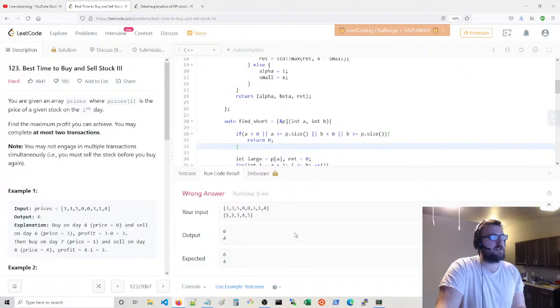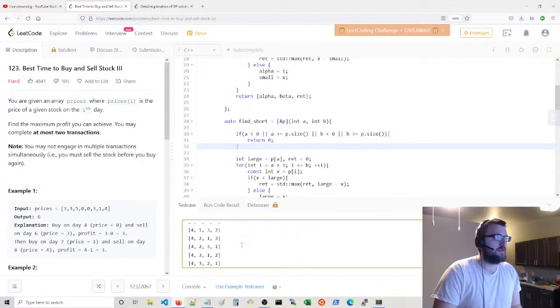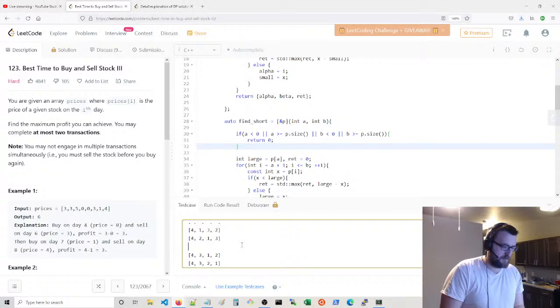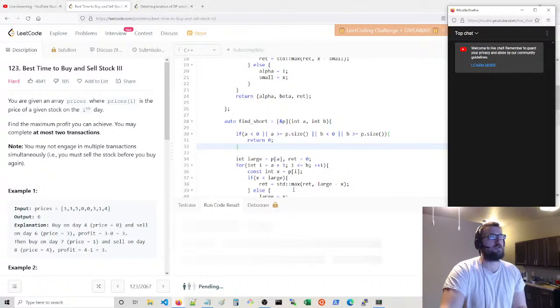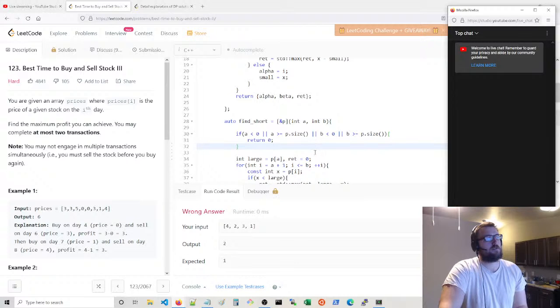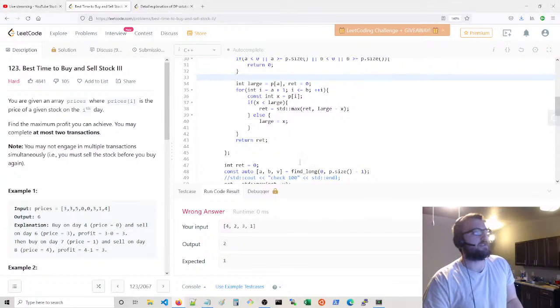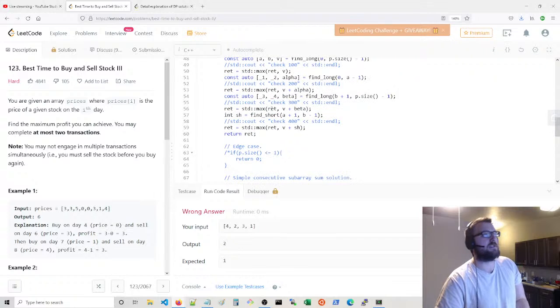Which one is wrong on? Quite a few. Let's try the one all the way at the bottom. So third from the bottom. 4, 2, 3, 1. Let's see. We get output 2, expected 1. Now why is that?